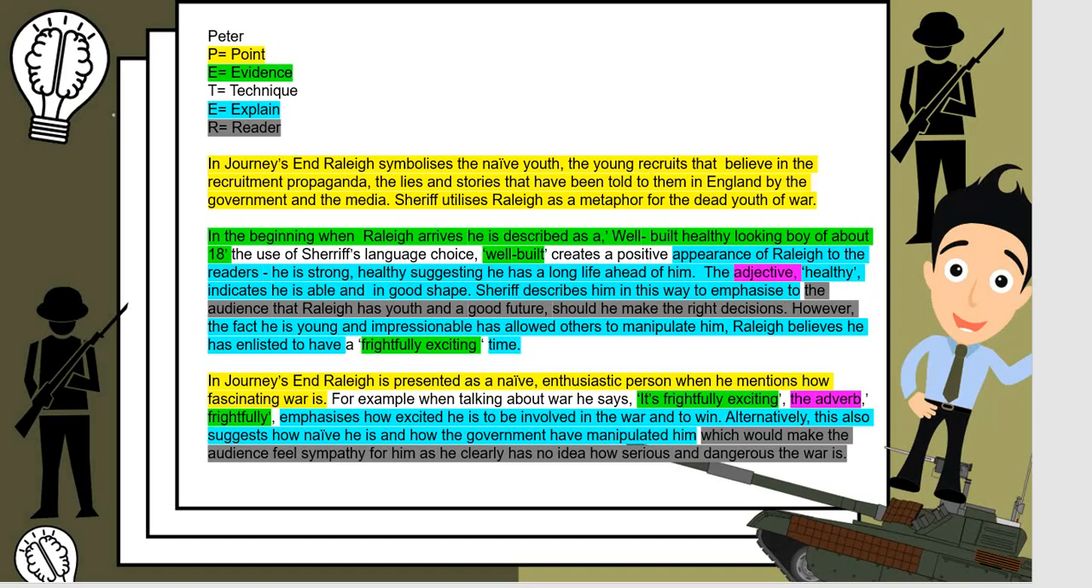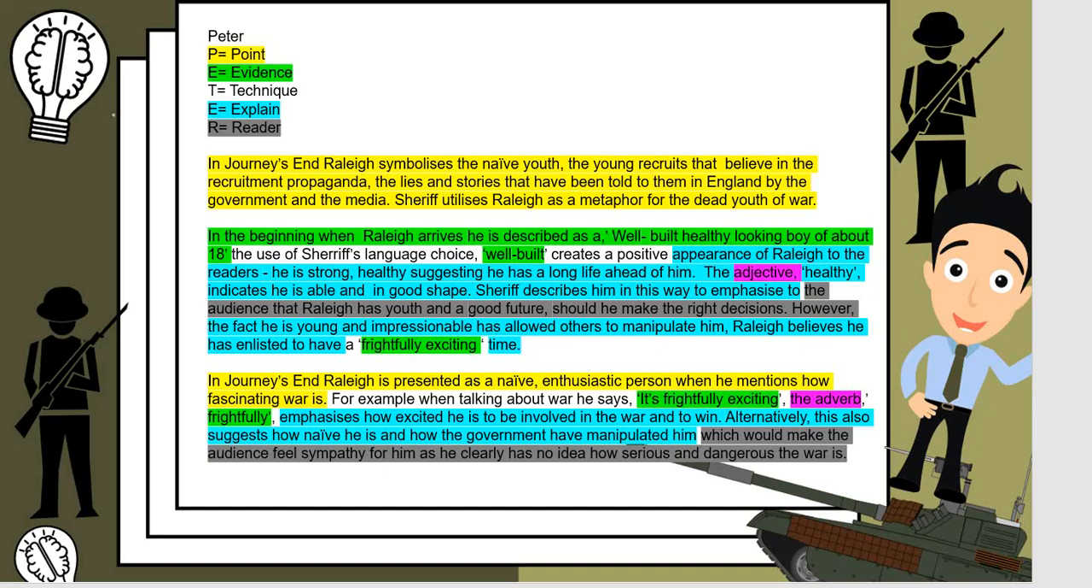So in the yellow, I've stated my point there, and I'm already talking about technique. So in the beginning, when Raleigh arrives, he is described as a well-built, healthy-looking boy of about 18. That's a quote. The use of Sheriff's language choice, well-built, creates a positive appearance of Raleigh to the readers. He is strong and healthy, suggesting he has a long life ahead of him. The adjective healthy indicates he is able and in good shape. Sheriff describes him in this way to emphasise to the audience that Raleigh has youth and a good future should he make the right decisions.